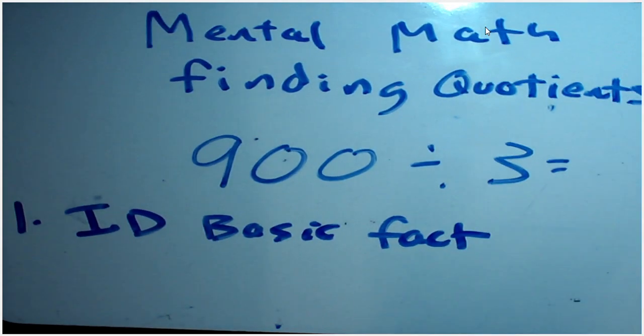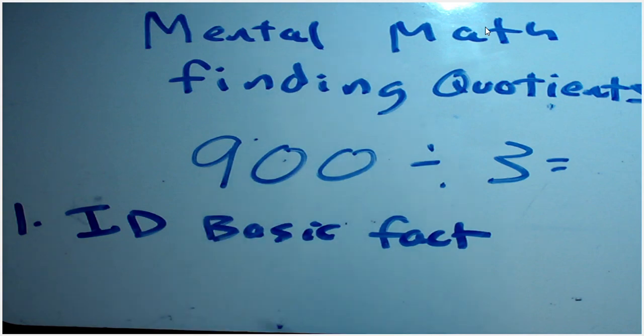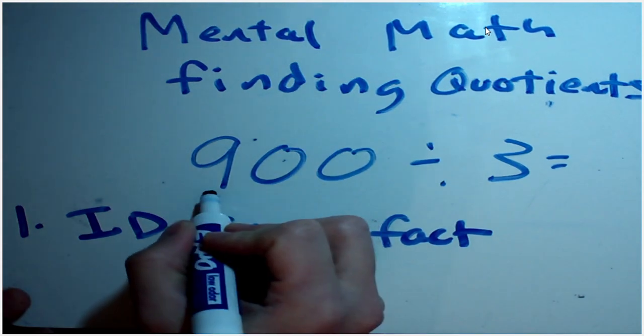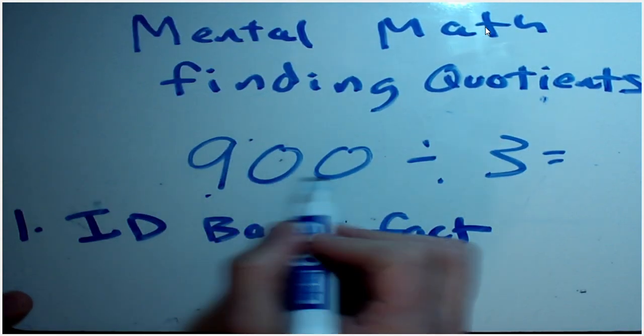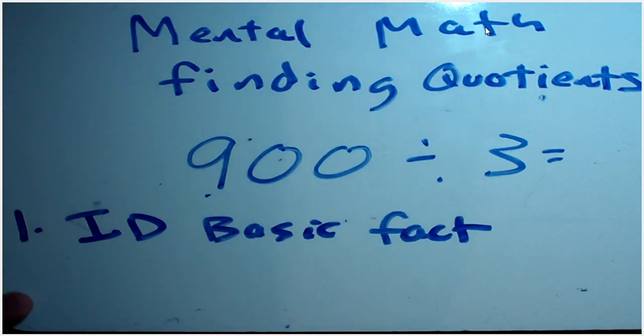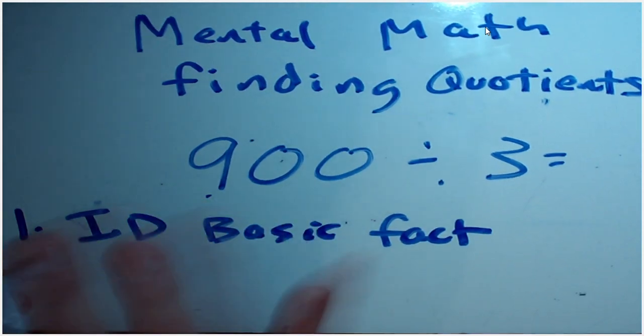So when I look at this problem, look at your divisor and look at your dividend. Which one of these will give me a basic fact? Well, I start with the number that's not the zeros at the end of the multiple of 10. I start with a number that's not the 0.